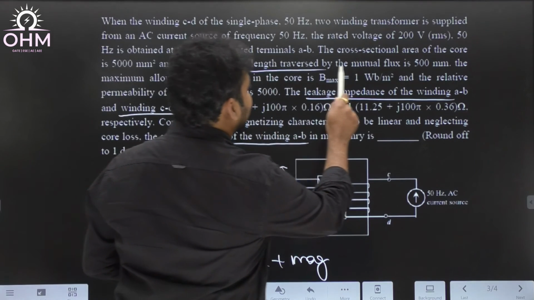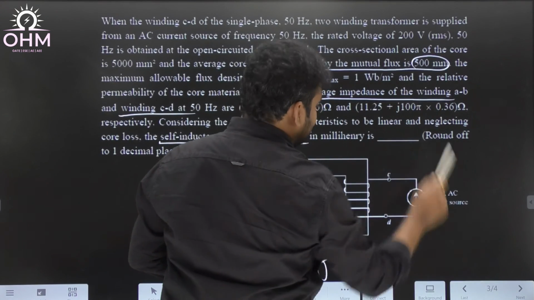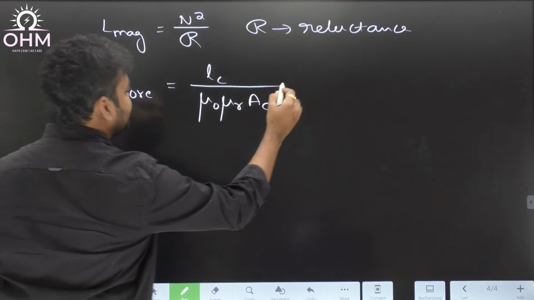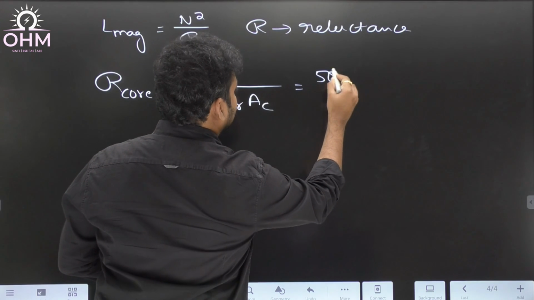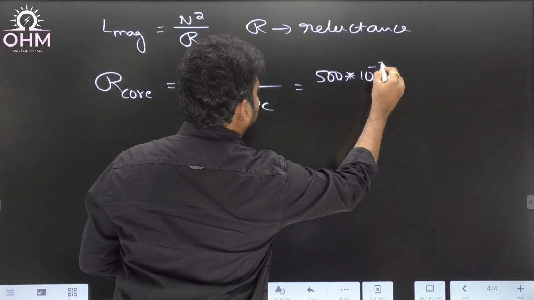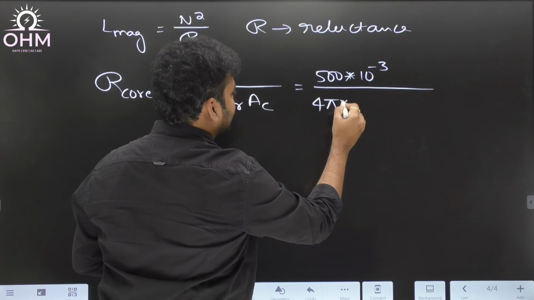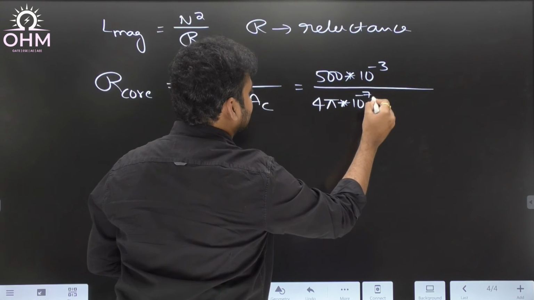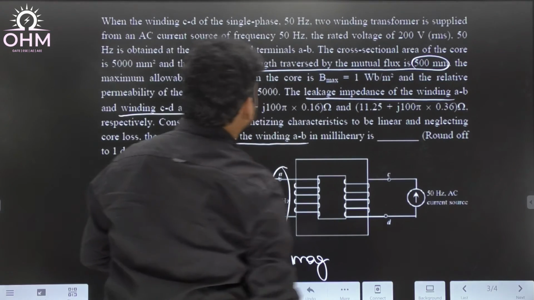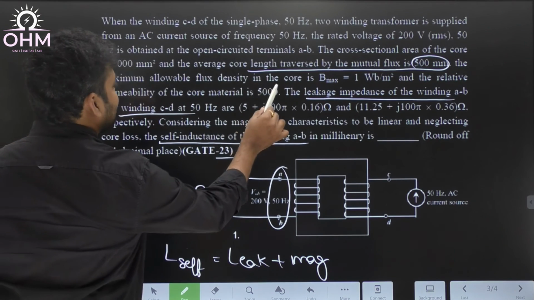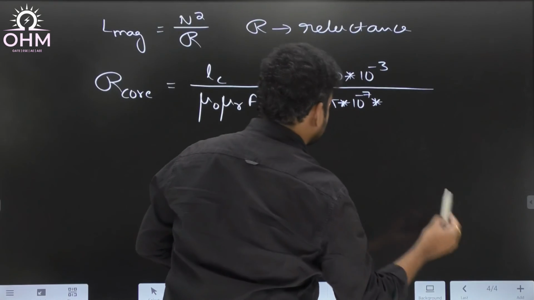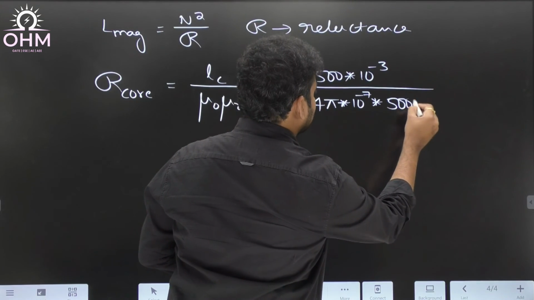Okay, the length traversed by the flux is 500 millimeter. So the length of the core is 500 millimeter, that is 10 power minus 3 meters, divided by mu naught, which is equal to 4 pi into 10 power minus 7. And what is the relative permeability? Relative permeability is 5000.